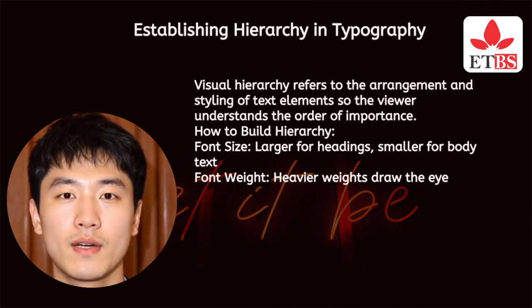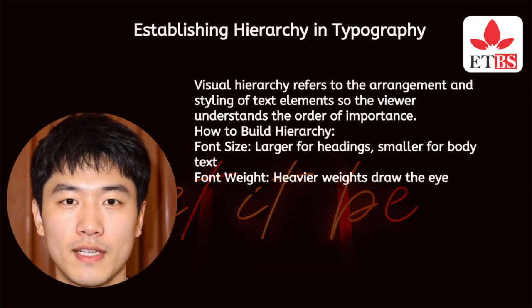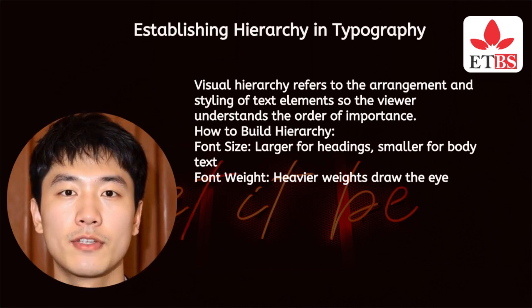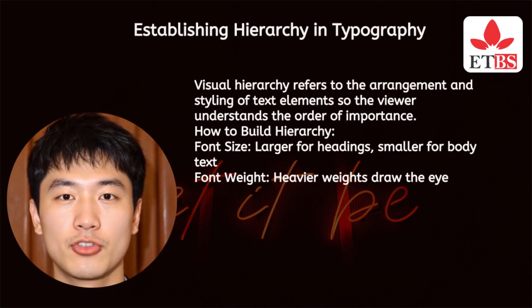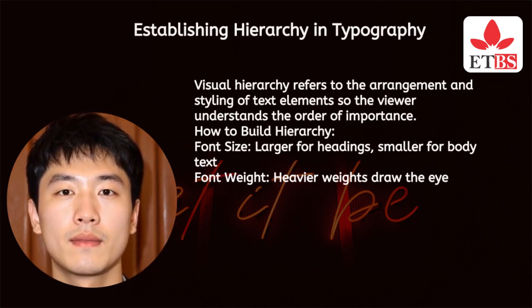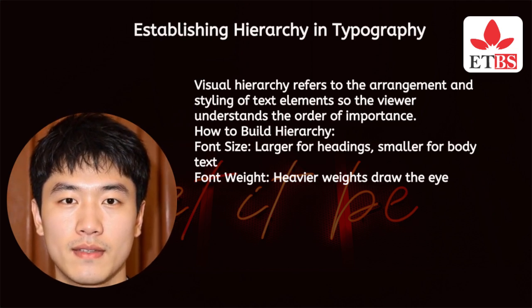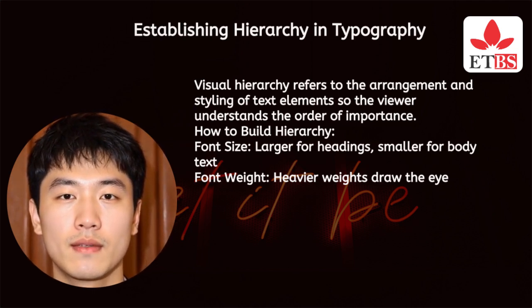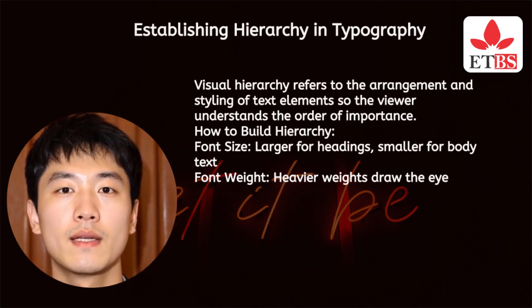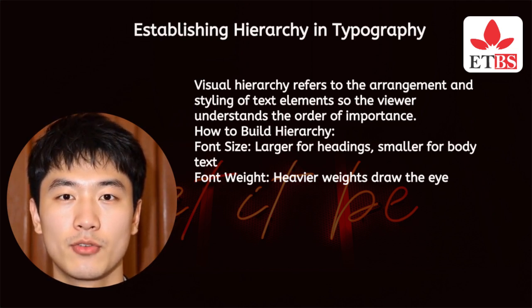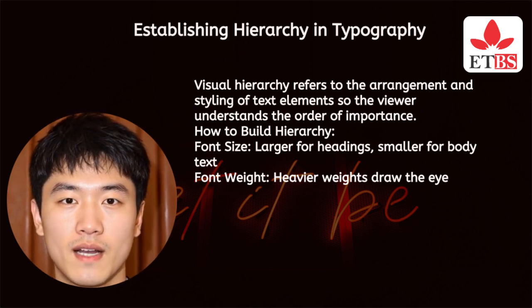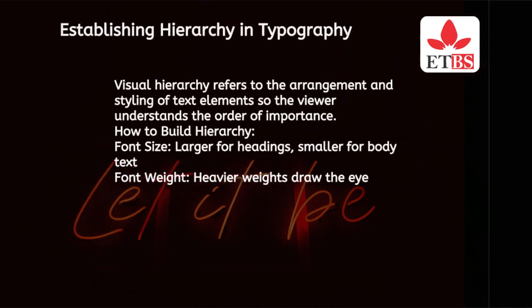A well-structured hierarchy might include H1, headline, 36-point, bold, colored. H2, subheadline, 24-point, medium weight, dark gray. Body text, 12 to 14-point, regular weight, black. The key is to make the most important information most noticeable and allow the reader to naturally flow through the content in the order you intend.